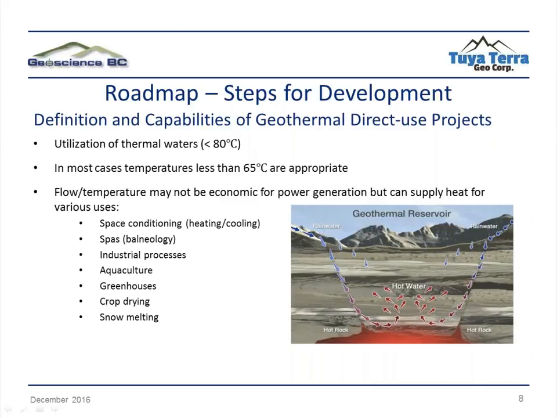So in fact, that's just a cutoff that is related to regulations. Even water that's 65 or even 40 degrees centigrade is very good for direct use. And we've got lots of applications. If it's wintertime and you're up in northern or central BC, snow melting might be a very appropriate way to use that thermal energy in your geothermal resource.